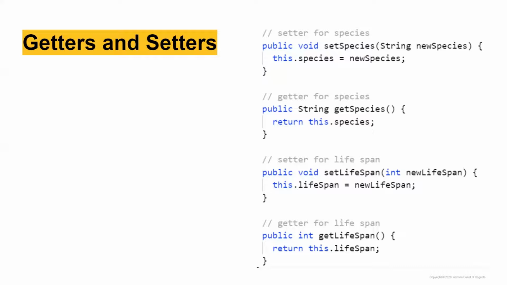And then I've done the same thing for the lifespan. There's a setter and a getter for the lifespan. The only difference here is that the parameter passed in for the setter is an integer because the lifespan variable is an integer, and the getter has a return type of int instead of String. But fundamentally, they're doing the same thing.